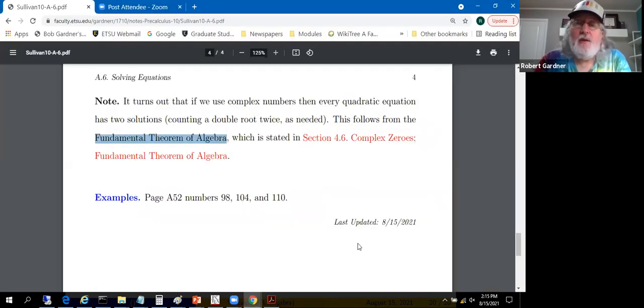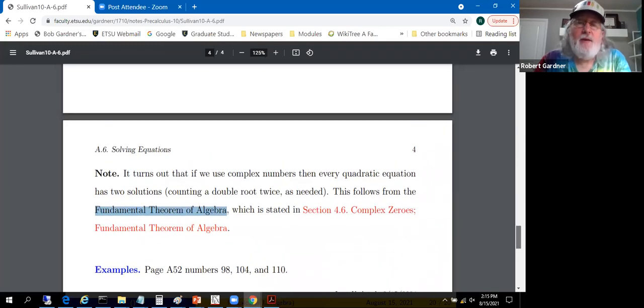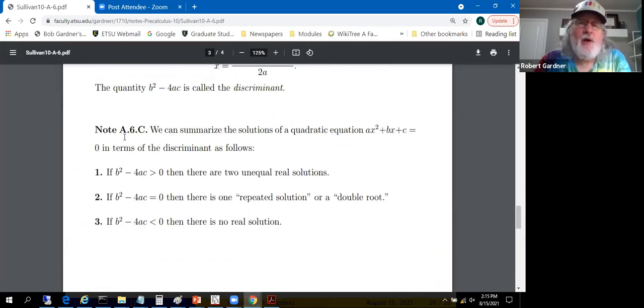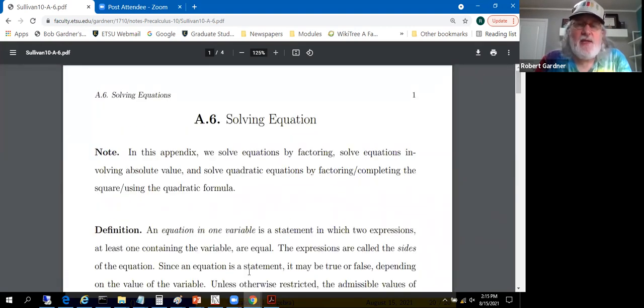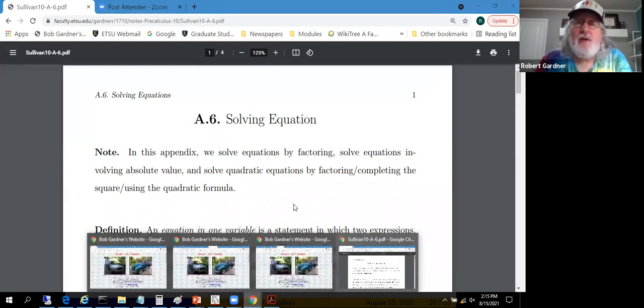Again, that's what we said in note 8.6.c. That's what we get by considering the discriminant. If it's positive, two unequal real solutions, and it would not be very complicated to find what those solutions are. But I can look simply at the discriminant and determine the nature of the solutions without actually finding them. And that takes care of section A6, solving equations.